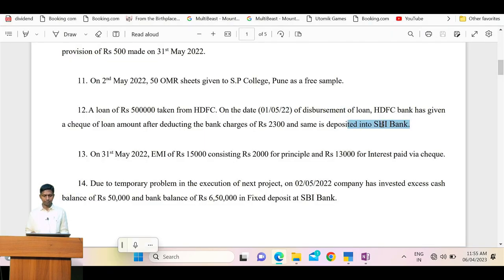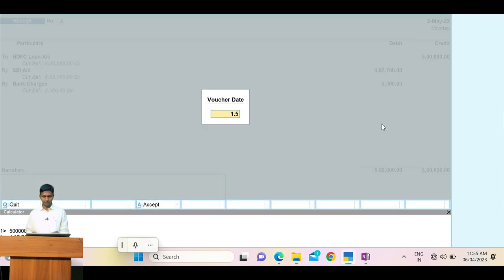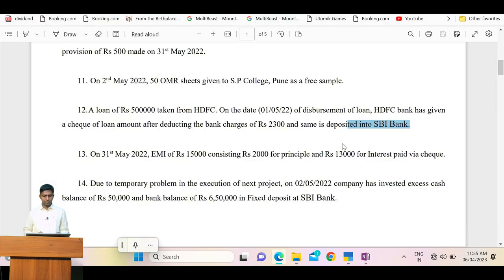2300, date on the 1st May, enter. Okay, then after that, on 31st May, EMI paid. On the 31st, I will take a solid break. Okay, EMI of rupees what? On the 31st May, 15,000 paid via check. Okay, EMI we paid.